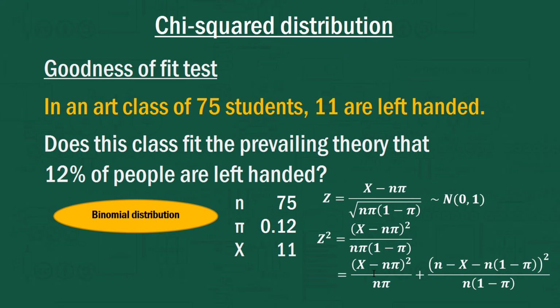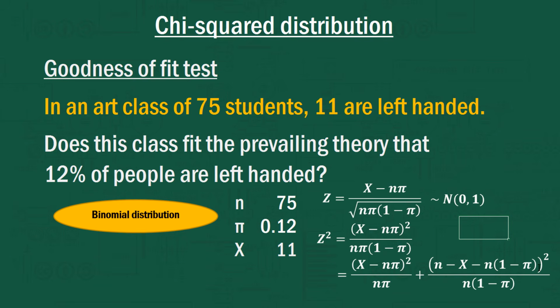And what this really is on the left here, we have the number of left-handed people minus the expected number of left-handed people, all squared, divided by the expected number of left-handed people. On the right we have the number of right-handed people, n minus x, n is 75, minus 11. So that's the number of right-handed people minus the expected number of right-handed people, all squared, divided by the expected number of right-handed people.